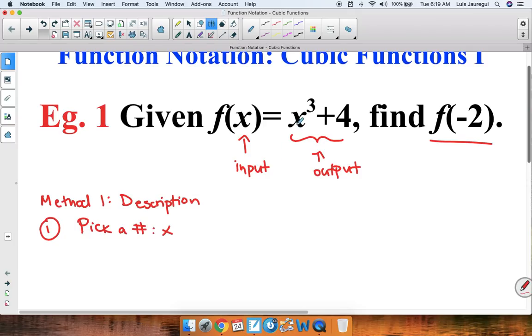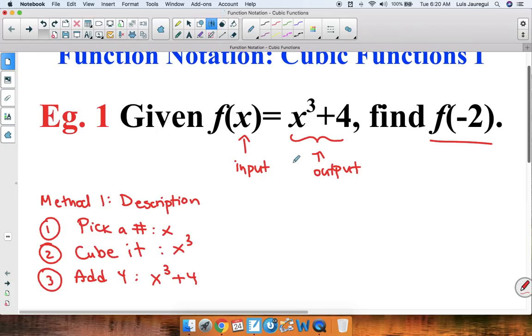which is x. Now notice, the first thing you're going to do to x is to cube it or raise it to the third power. Okay, that will get us x cubed. And then the next step and last one for this case is to add 4. So step 3, add 4. Thus generating the expression x cubed plus 4, which is the right hand side that defines the function f of x.